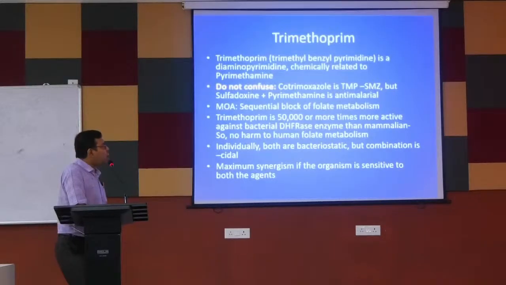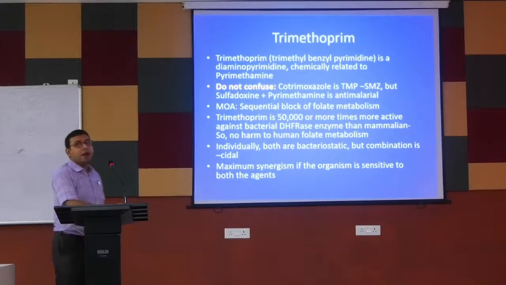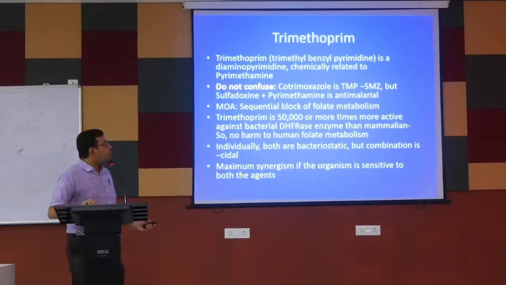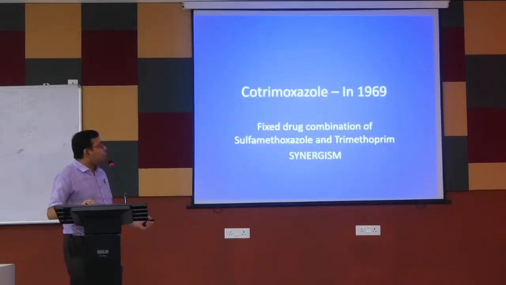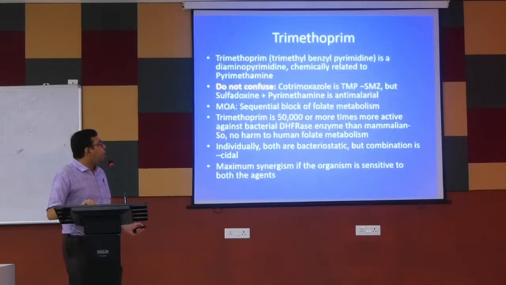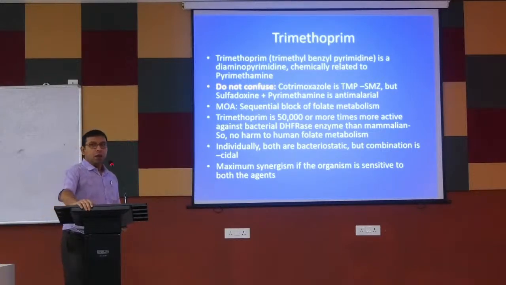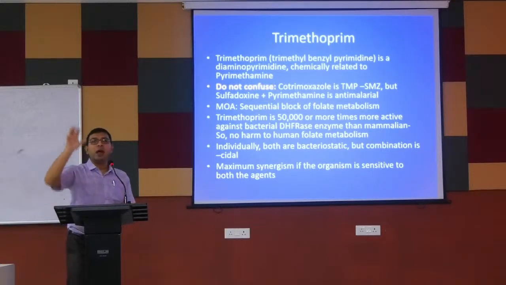And do not confuse: co-trimoxazole is the sulfamethoxazole and trimethoprim combination. These are very important. But we have already discussed sulfadoxine plus pyrimethamine, which is antimalarial. So co-trimoxazole is the sulfamethoxazole and trimethoprim combination, and for antimalarial agents, we have to use the sulfadoxine and pyrimethamine combination. So how does it act? By sequential blockade.